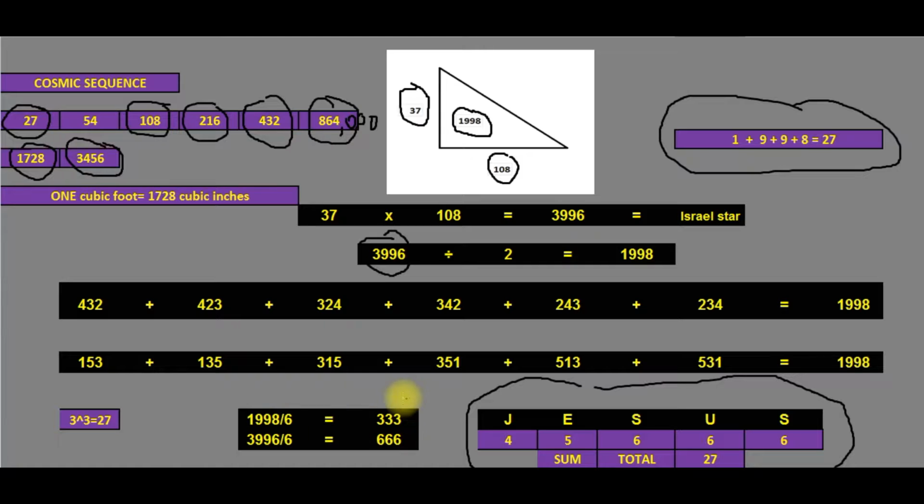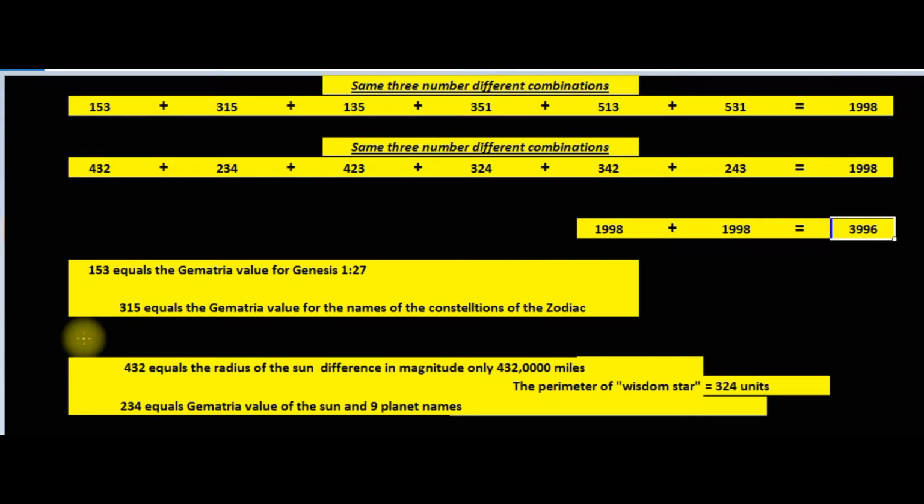1998 divided by 6 is 333, and 3,996, the total number of units in the Star of David holograph, divided by 6 is 666. 666 is the number of units times 3 in the top half of the Star of David in the signature of God's holograph. 108 units form the perimeter of each 666 segment. 153 and its anagram in 6 combinations has a sum total of 1998, the top half of the Star of David.